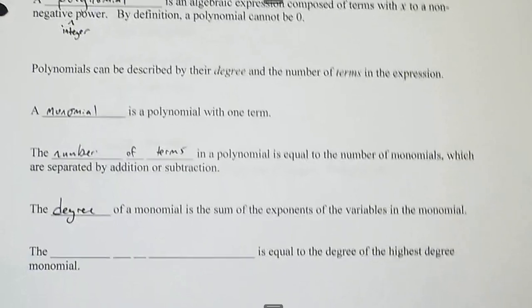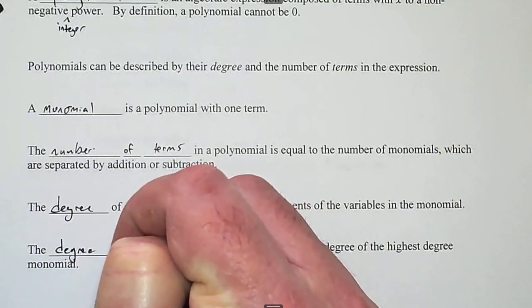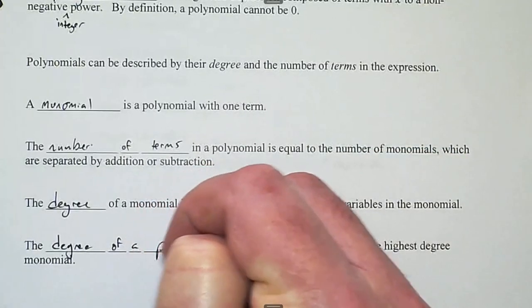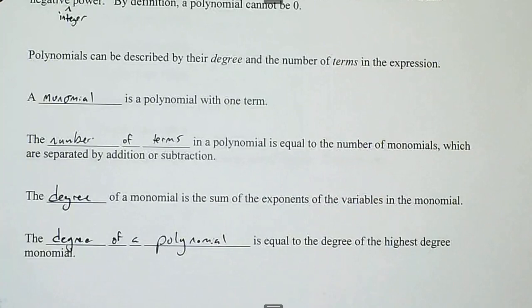Okay. The degree of a polynomial is equal to the degree of the highest degree monomial. So in other words, we can talk about the degree of a term, and it's important to understand that. I'm going to say stuff like, do this to the third degree term. Do that to the second degree term.